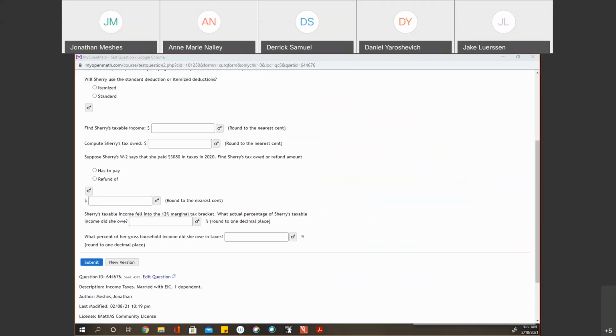So for that bottom question, though, what percent of her gross household income did she owe in taxes? We just replace that $156,000 with just the... shoot. What do we use for that one? Yeah, okay, so this one is different numbers. So let me do this two different ways. Let me show you what we're going to plug in where. Okay, so for this one, it says what percentage of her taxable income. So X times taxable income equals the tax owed.